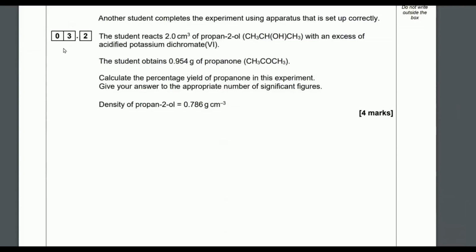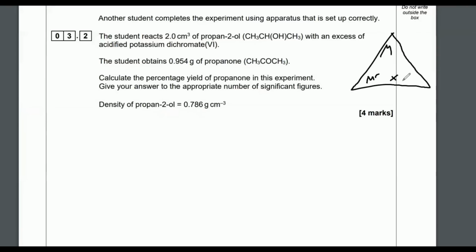Right, 3.2. Another student completes the experiment using apparatus that is set up correctly. The student reacts 2 centimeter cubed of propan-2-ol with an excess of acidified potassium dichromate(VI). The student obtains 0.954 grams of propanone. Calculate the percentage yield of propanone in this experiment. Give your answer to the appropriate number of significant figures.